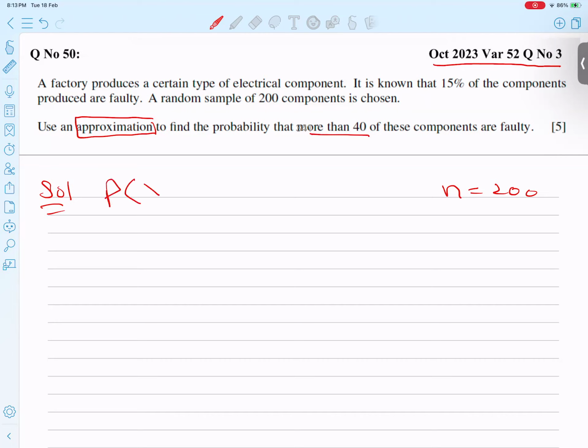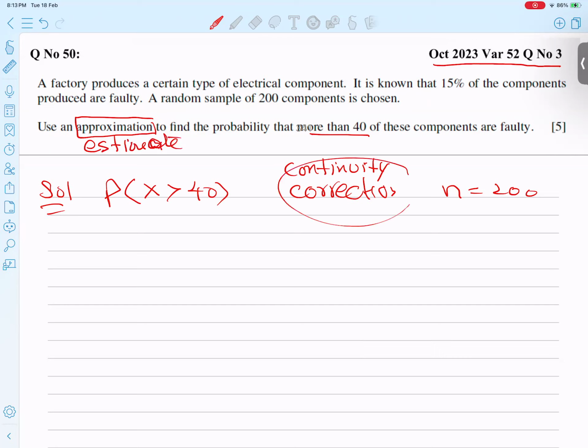What does more than 40 mean? This is called more than 40. But first of all, we'll do continuity correction. So how can we do it? First of all, job number 1: whenever the word approximation comes, like normal approximation, a suitable approximation, or estimate, we always do continuity correction first. This is the number 40, one number bigger is 41, one number smaller is 39.